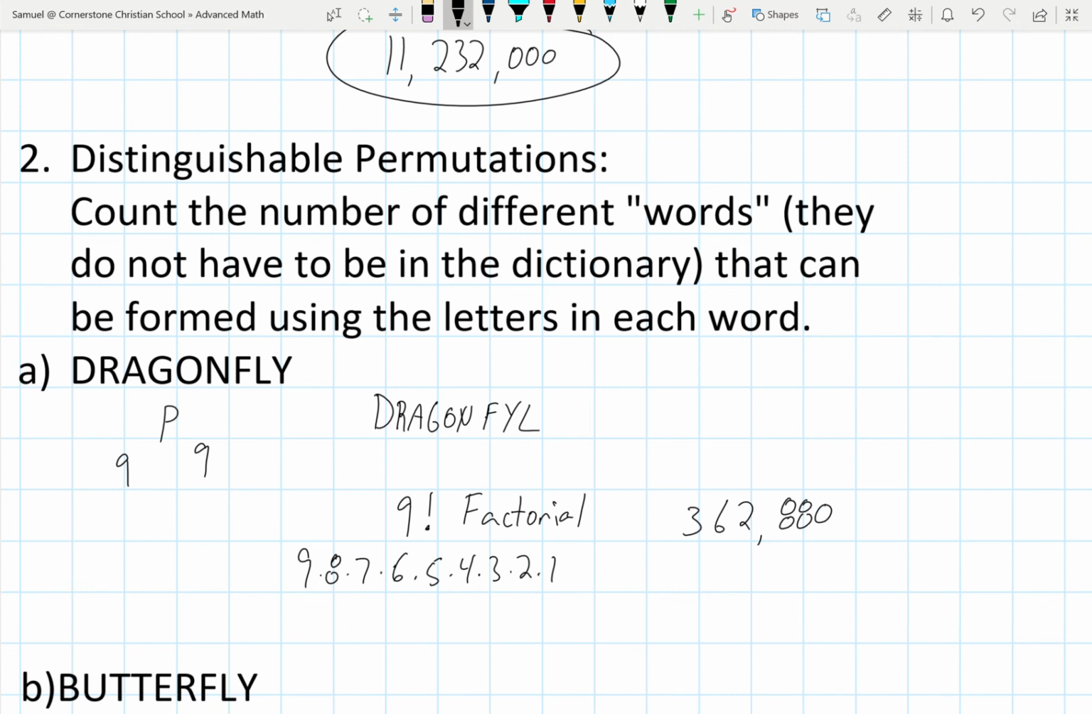And so on these examples, we're actually going to be working with factorial a little bit. So dragonfly, 9 letters, choosing 9 different spots, and this is what I got.